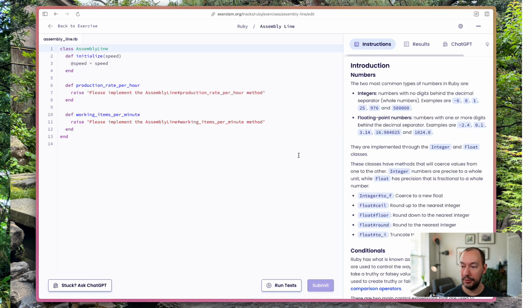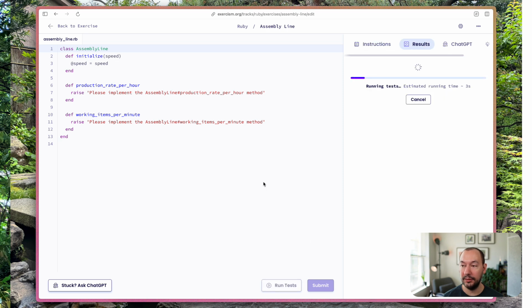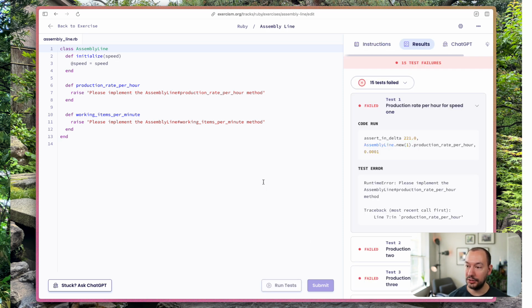And so, just take an initial glance at what we've got. We have an assembly line class. It initializes an instance variable. And we've got two methods that we'll be implementing. So if I run the test, just do my basic check here, we should see we've got quite a few tests, 15 tests. So that's kind of interesting.